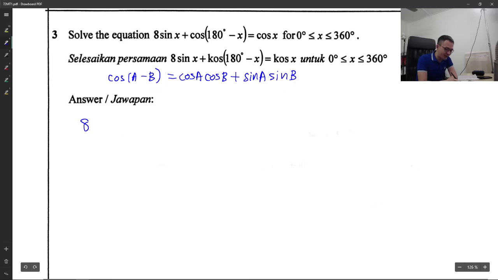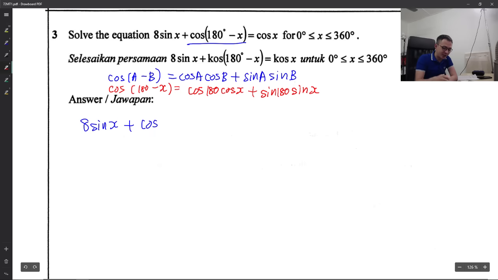So therefore I have 8 sine x plus cos(180 minus x). Here I apply the formula, with 180 as A and x as B. So I will have cos 180 cos x plus sine 180 sine x. Do you see how I apply the formula into it? Then I will simplify straight away to save some time.